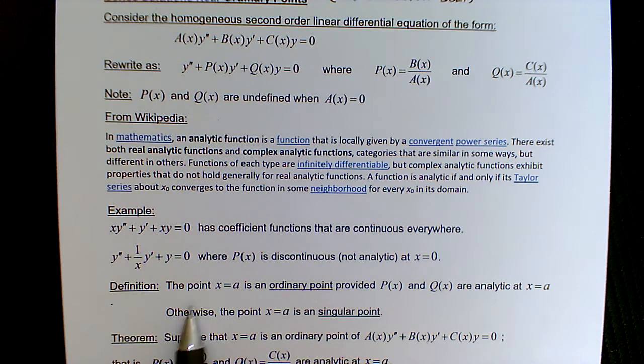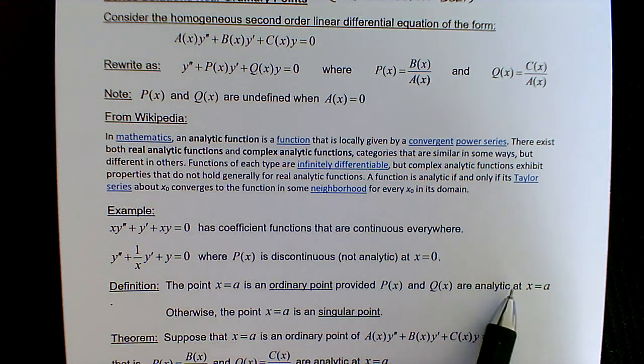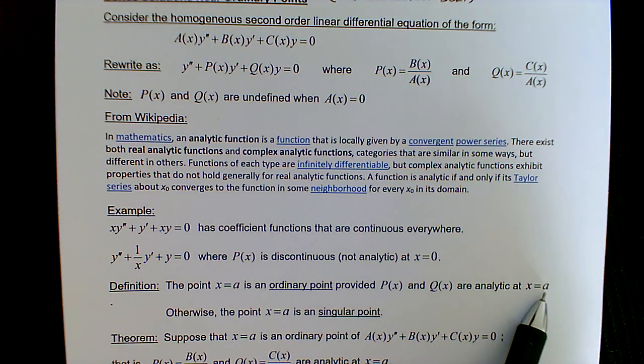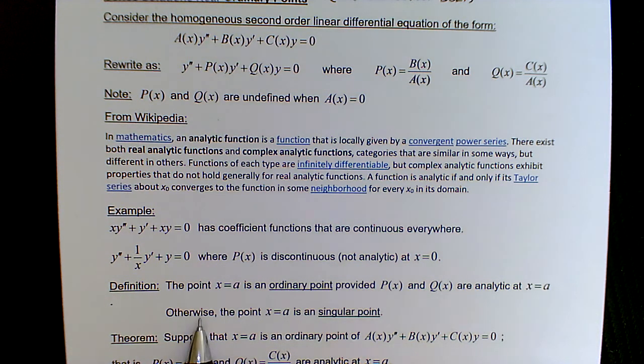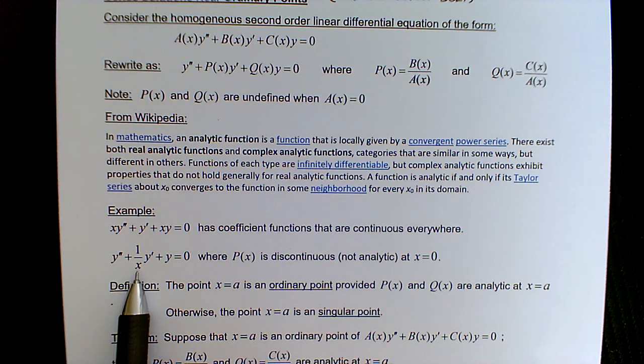So we define what we call an ordinary point, provided that p and q are both analytic or continuous at x equaling a. Otherwise, it's a singular point. So therefore, in this case, x equaling 0 would be a singular point. And then we have a theorem regarding that.